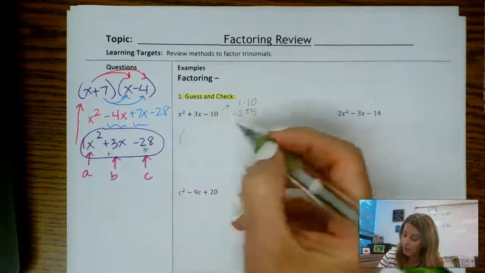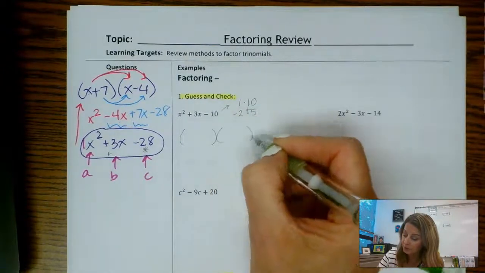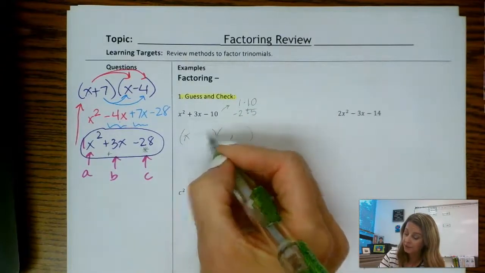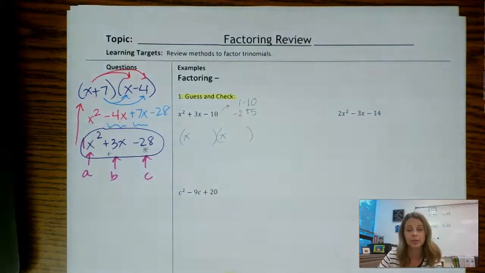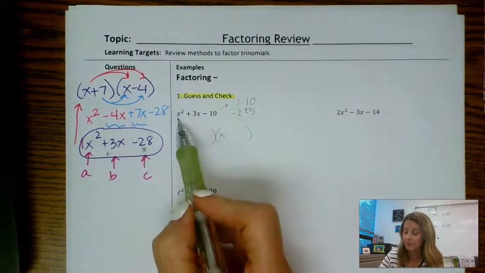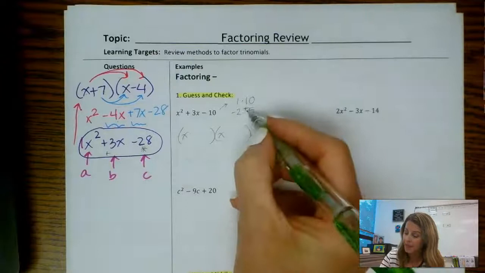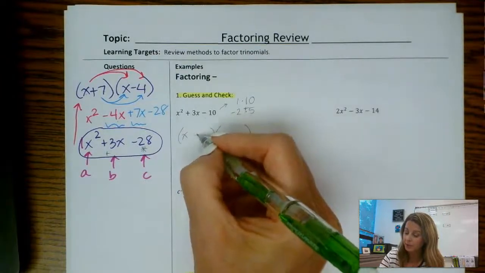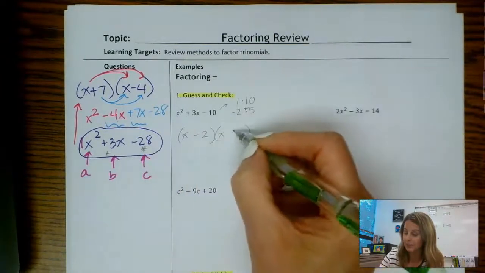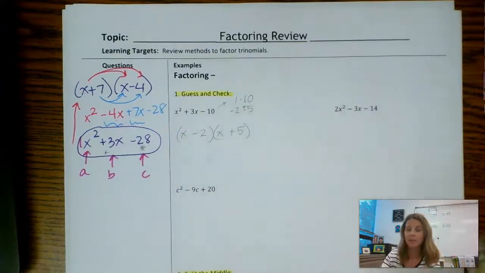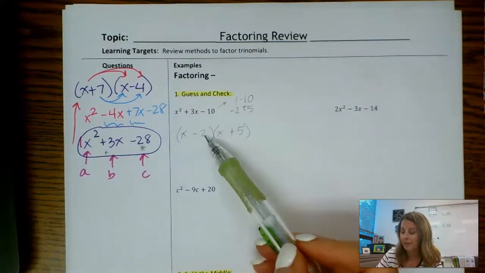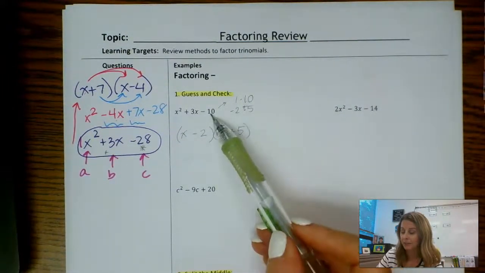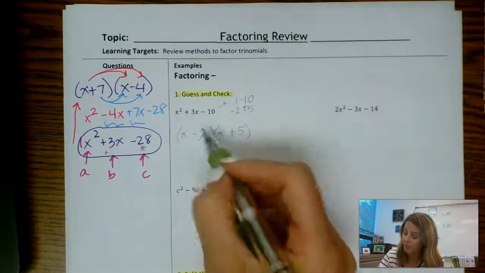Okay, so my answer, I'm going to add my two parentheses. And I know the first term in each parenthesis is just x because I'm going to have x times x multiply up to x squared. It doesn't matter where we put these. So I'm just going to put -2 here. I'll put +5 here. And then I just take another look. Yeah, they multiply up to the -10. They add up to the 3.